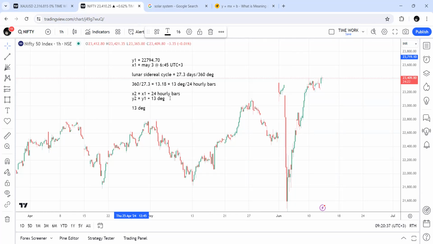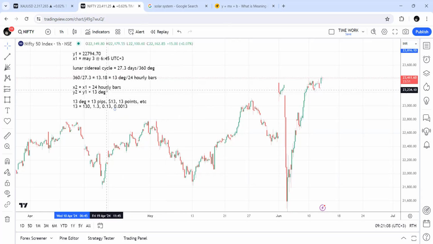So 13 degrees can equal 13 pips, $13, 13 points, etc. Now 13 can equal 130, 1.3, 0.13, 0.0013. It's a multiple of that 13. So in the third lesson, when I teach you how to scale for every market, that is basically the technique I'm going to be using now.